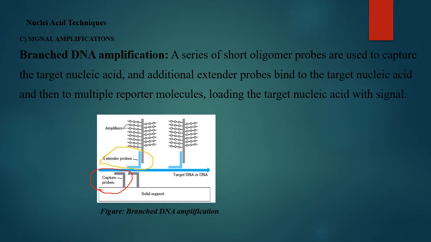And then multiple reporter molecules also come in. Multiple reporter molecules also bind, loading the target nucleic acid with signal. So now the target nucleic acid is loaded with signal, so you can spot it when it is there. This is branch DNA amplification.